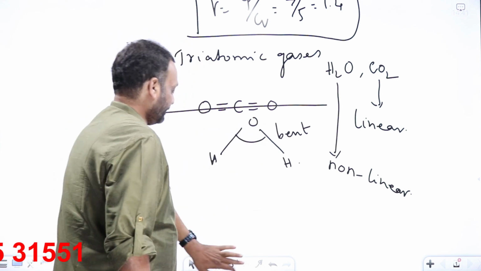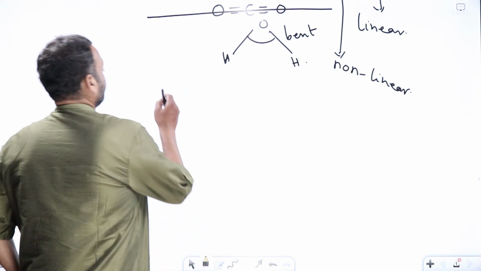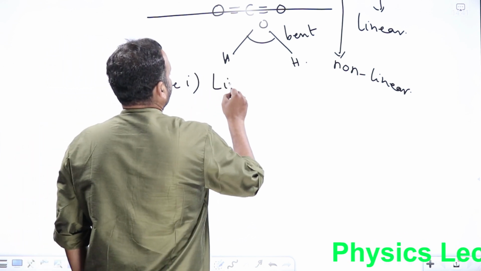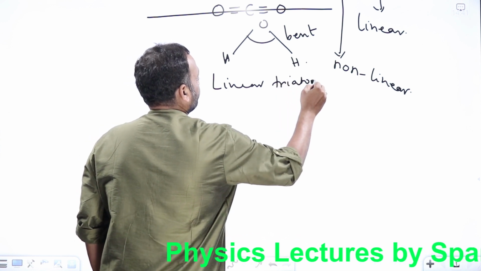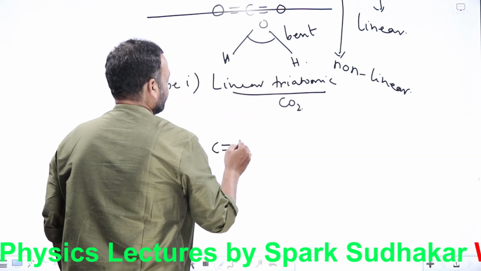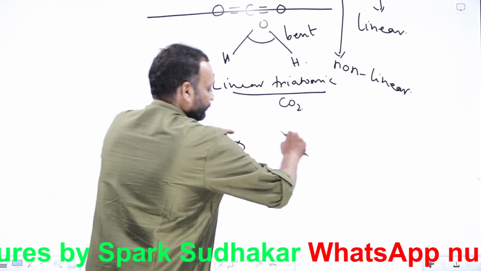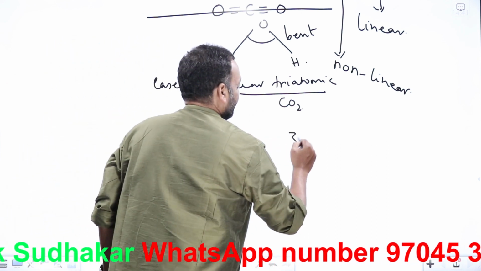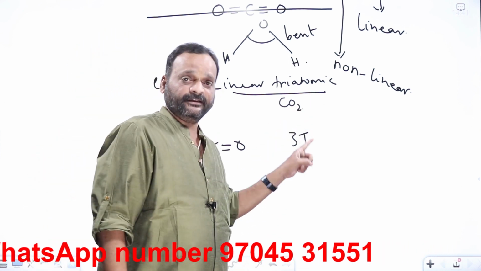So first we will take the case of a linear molecule like CO2. That is case 1, linear triatomic molecules like CO2. The situation is like this. This entire CO2 molecule can move along the x-axis, along the y-axis, or along the z-axis. Means this molecule has 3 degrees of translational motion freedom. 3 translational degrees of freedom it has.